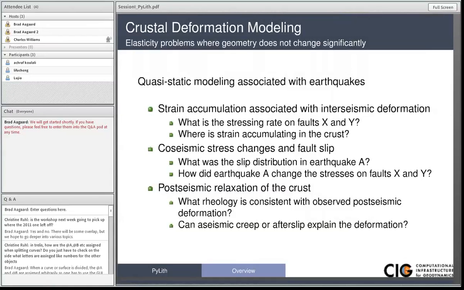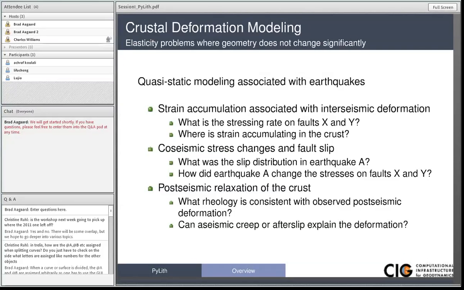What types of problems is Pylith designed for? It's designed for quasi-static modeling associated with earthquakes to answer such problems as what is the stressing rate on certain faults given the geodetic deformation, where is the strain accumulating in the crust, and what is the slip distribution in an earthquake by using inversions from forward problems. Pylith doesn't run the inversion, but it'll do the forward problem in terms of Green's functions. It can answer questions such as how did earthquake A change the stresses on faults X and Y.